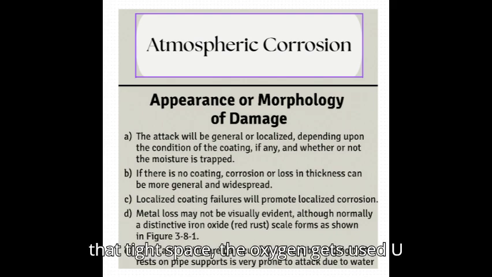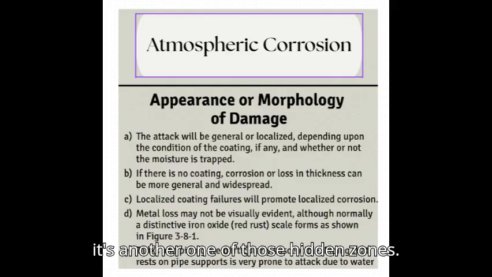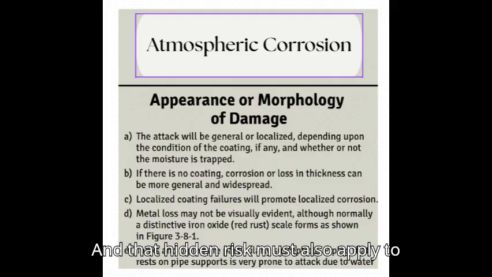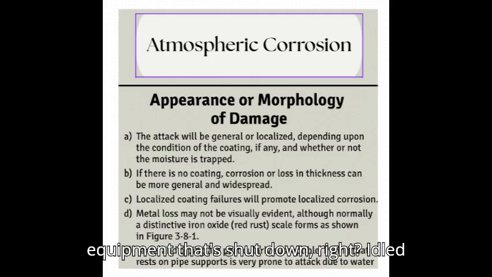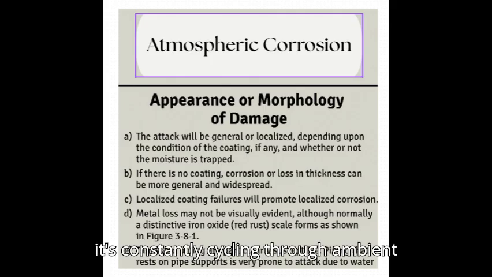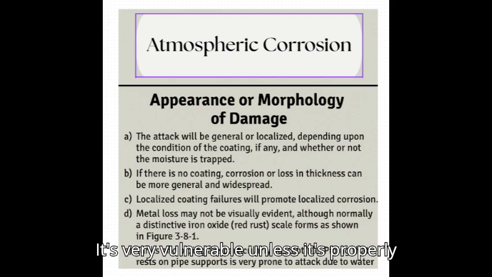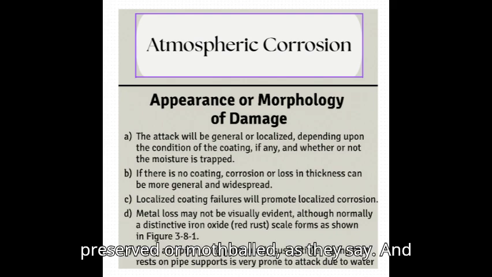And once water gets trapped in that tight space, the oxygen gets used up locally, which sets up a condition for accelerated crevice corrosion. It can just chew right through the pipe wall there, much faster than the general corrosion happening elsewhere. Okay, so it's another one of those hidden zones. And that hidden risk must also apply to equipment that's shut down, right? Idled equipment. Absolutely. If a unit is shut down and just left sitting out there, it's constantly cycling through ambient temperatures, getting wet, drying out. It's very vulnerable, unless it's properly preserved or mothballed, as they say.